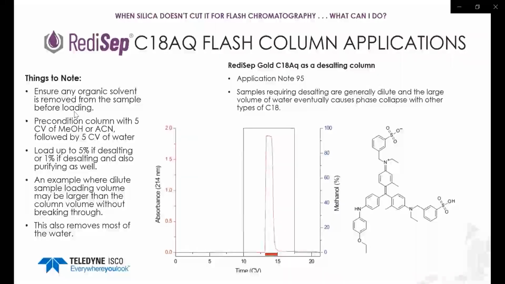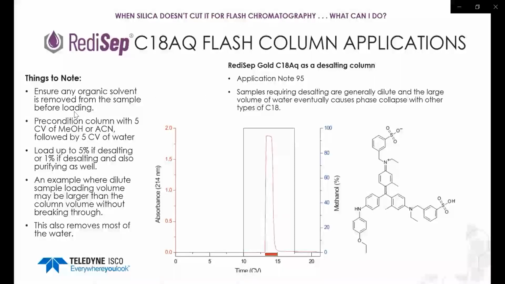Another really unique application for the C18AQ column is you can actually use it as a desalting column. And this is great for samples that require desalting, as they're generally very dilute and there's a large volume of water that causes phase clash with other types of C18. This is from application note 95. This is really good after you've done an ion exchange and your compound's maybe in buffer and needs to be desalted. You want to ensure that you've removed any organic solvent from the sample before you load it on there. Additionally, you want to precondition the column with 5 CVs of methanol or acetonitrile, followed by 5 CVs of water.